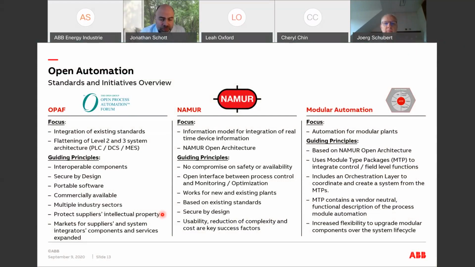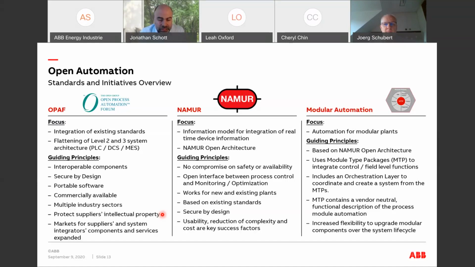There's firstly the Open Process Automation Forum, and we will be going into more detail about this in the later part of this talk. The focus of this is actually integration of existing standards, because they don't want to invent something new. They want to put together what is already existing, maybe in a new way. And the main focus there is flattening of our typical level 2 and level 3 system architectures out of the automation pyramid, which encompasses the PLCs, the DCS, and also the MES systems.